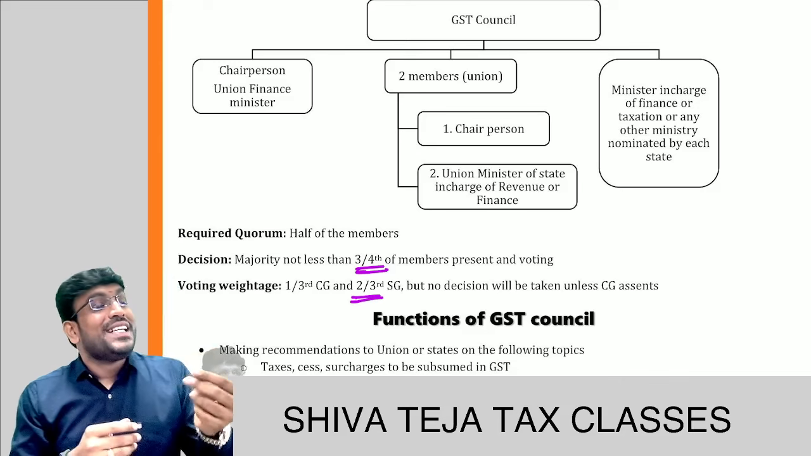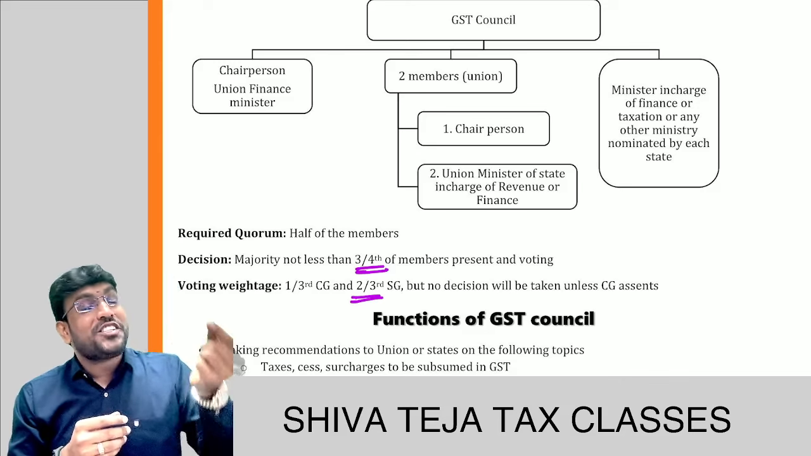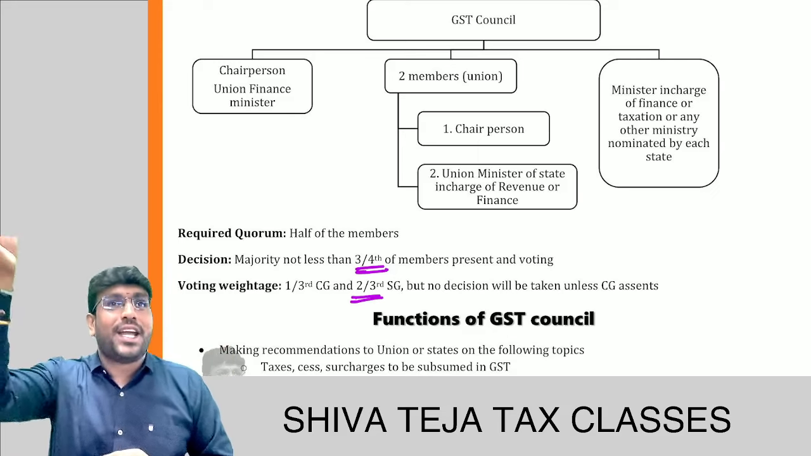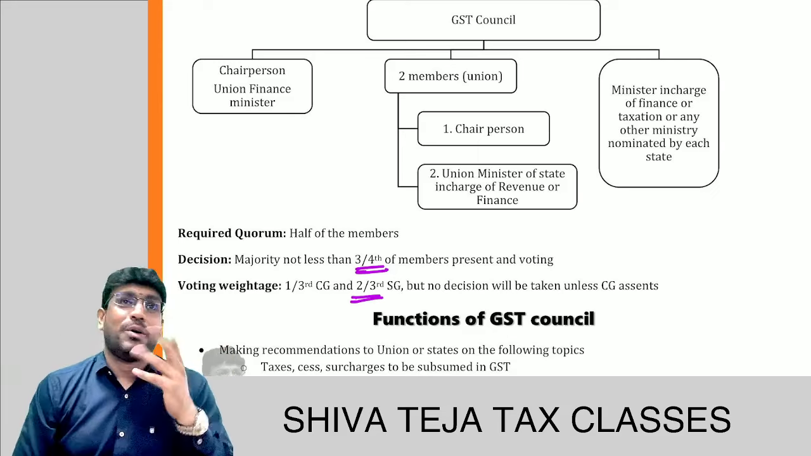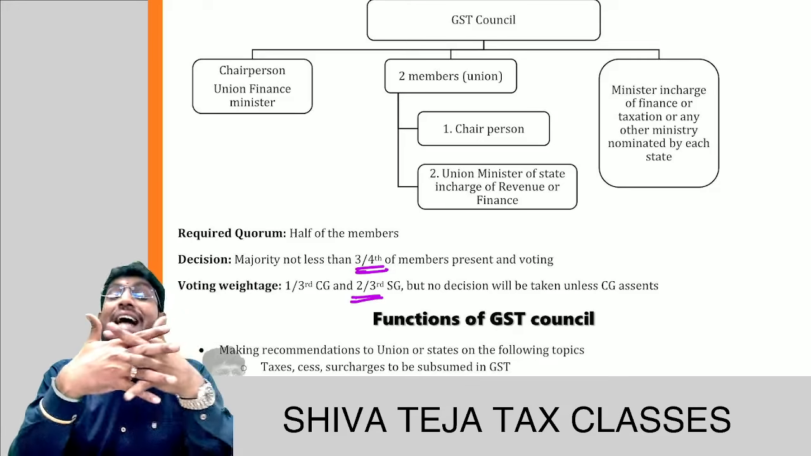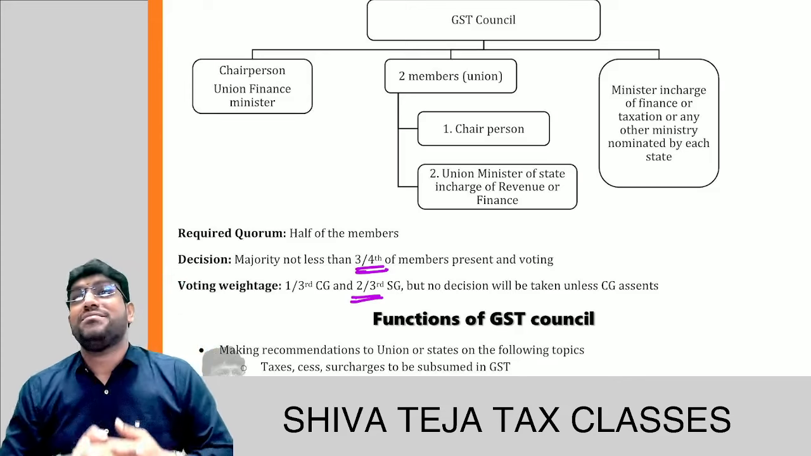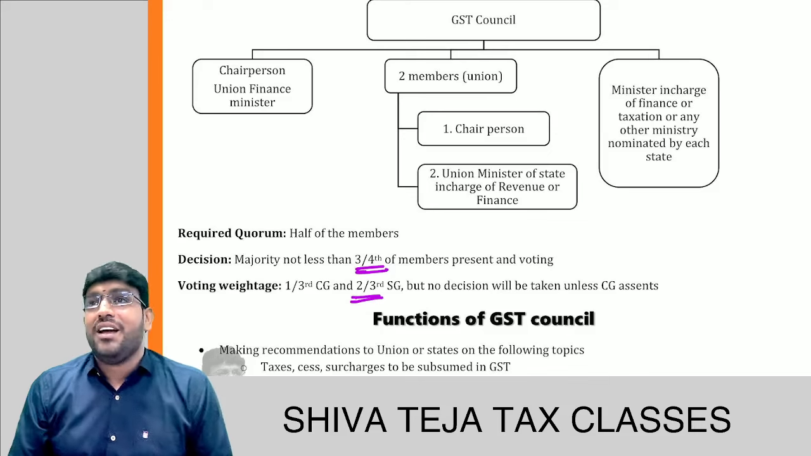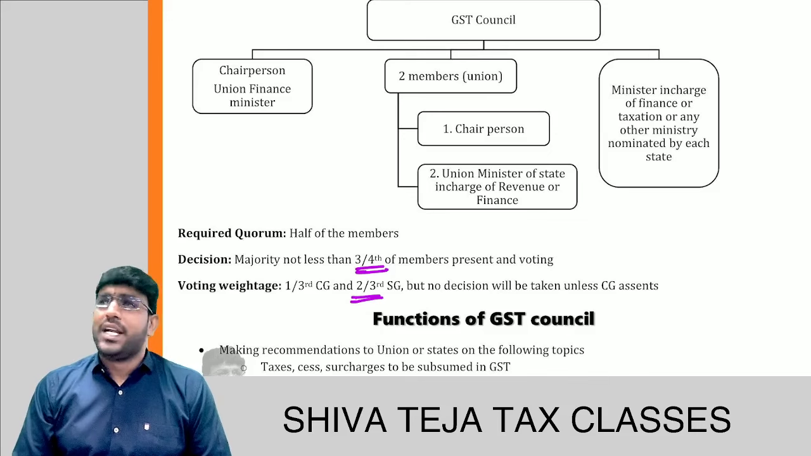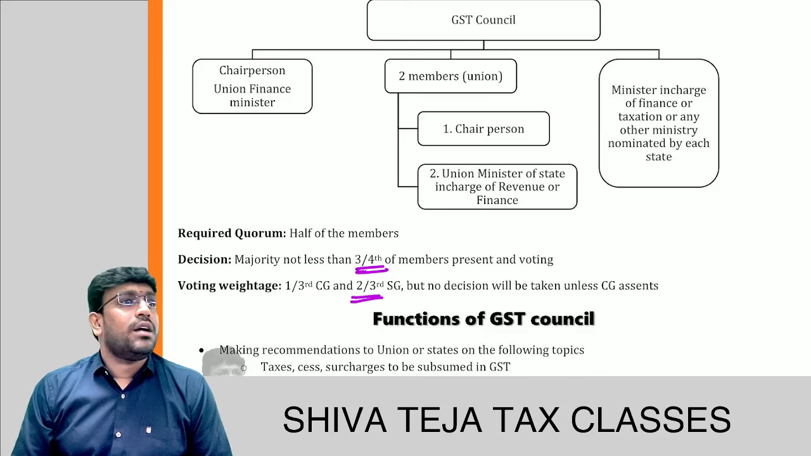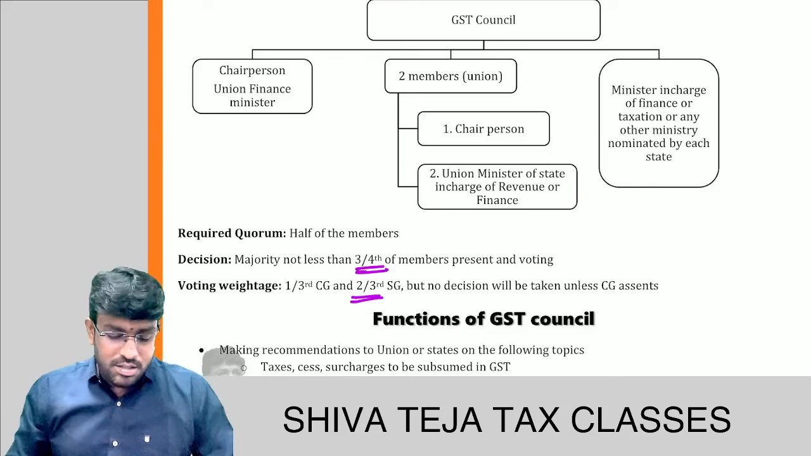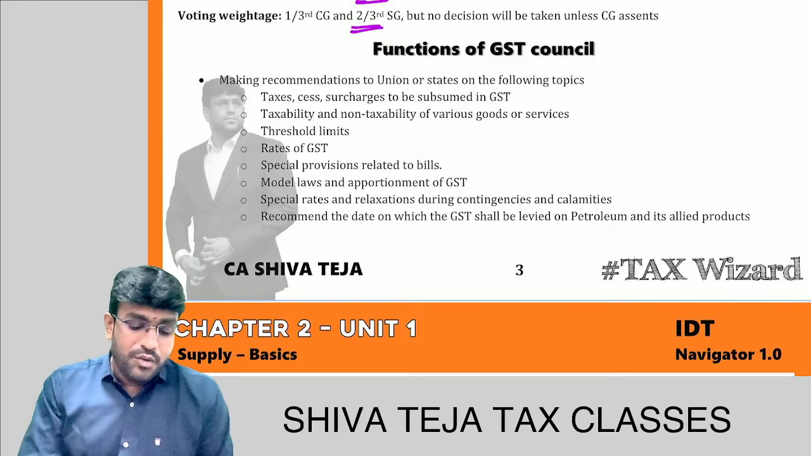That means what? Center alone or state alone cannot take any decision. Not possible. So both have to join hands together. That is the real meaning of this word called dual GST model. If center is telling, I will decide, state will tell, correct, right? Next. Functions of council.